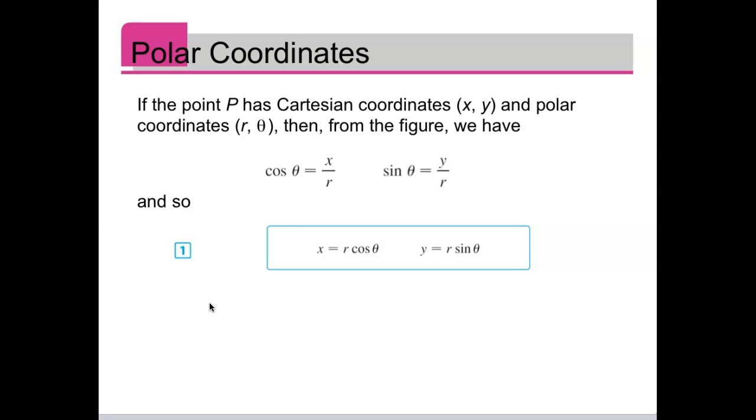And so what I want to point out is this is actually a set of parametric equations because r is a constant and we could treat theta as a variable. So it's very easy to convert from polar form to parametric.